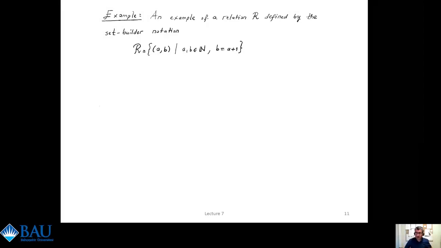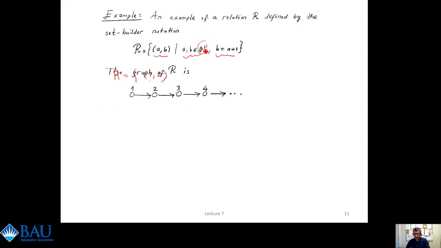Now let us have a different example. Look at this relation, where A and B are related such that both of them are natural numbers, and B is equal to A plus 1. Let us list a few elements of this relation. We have 1 and 2. Check it: both come from the natural numbers, and the second component is equal to the first component plus 1.